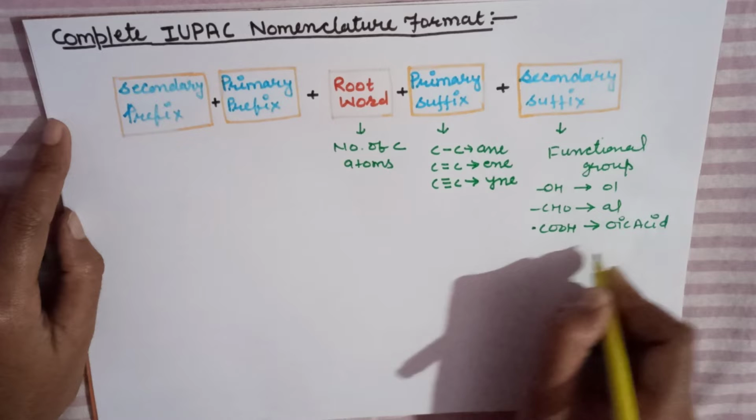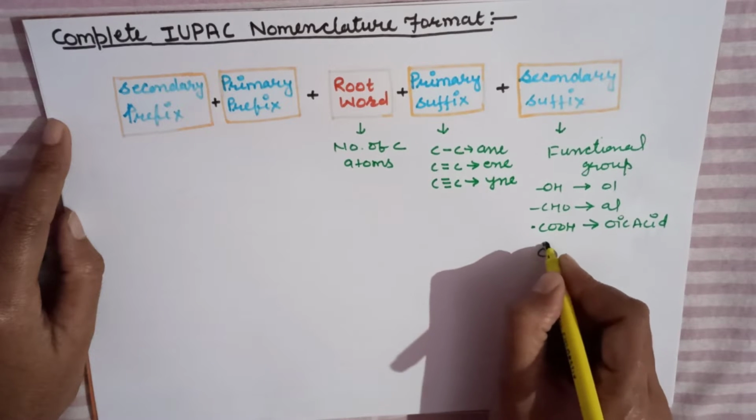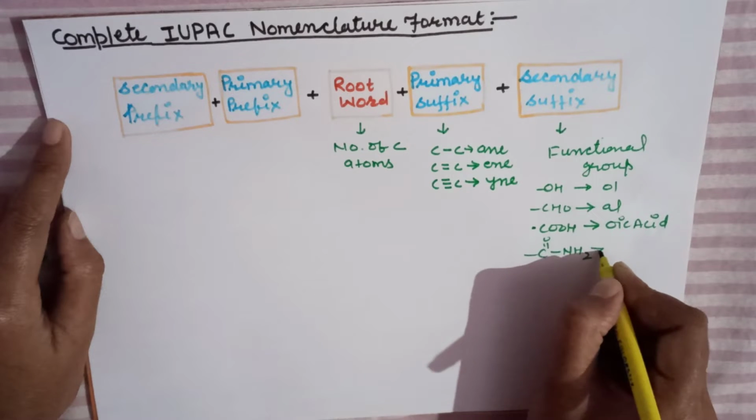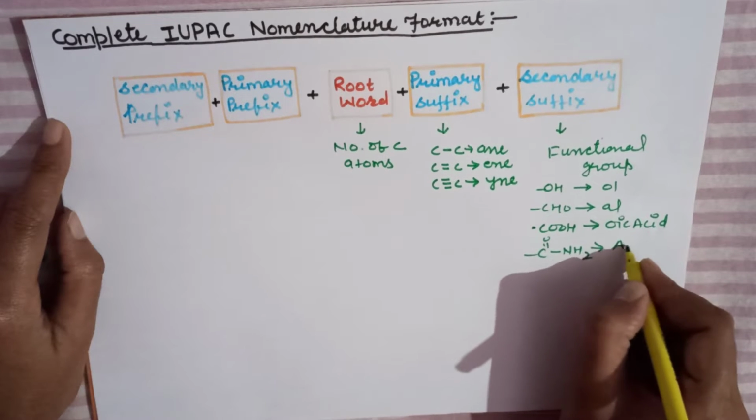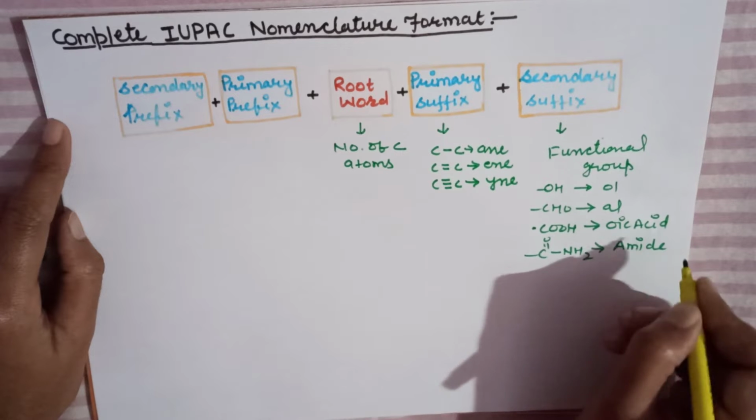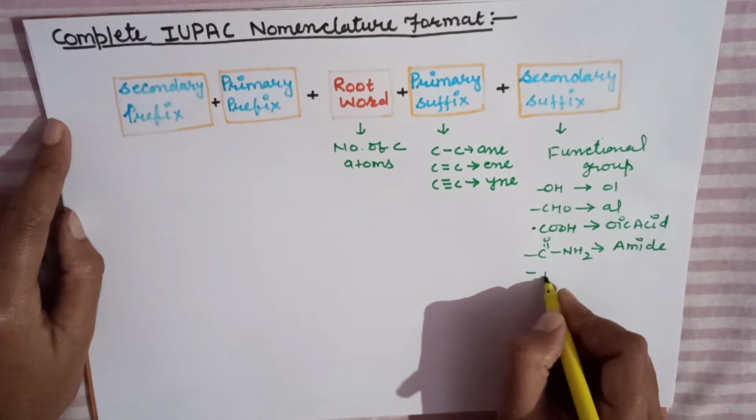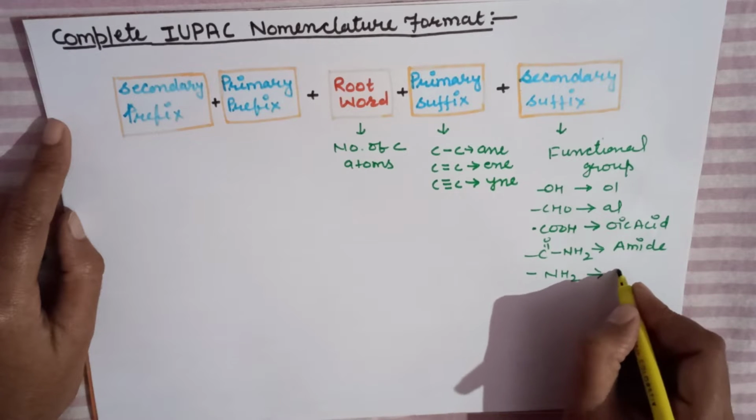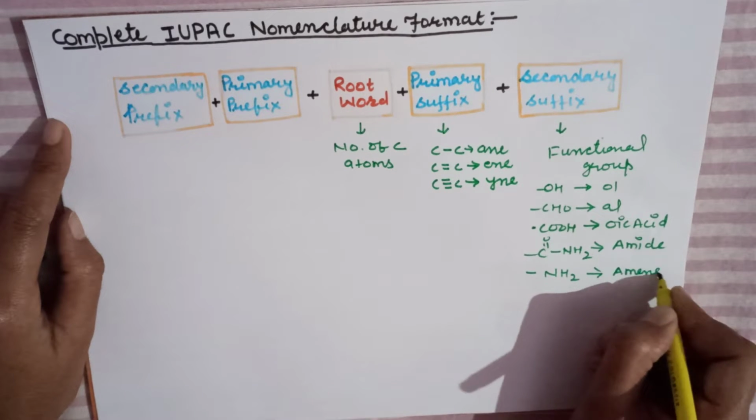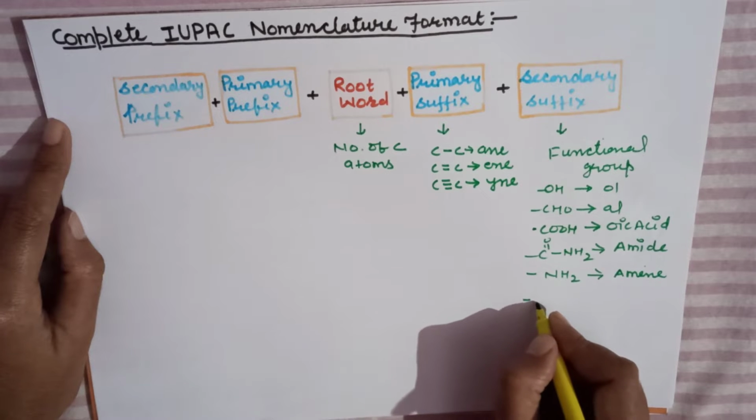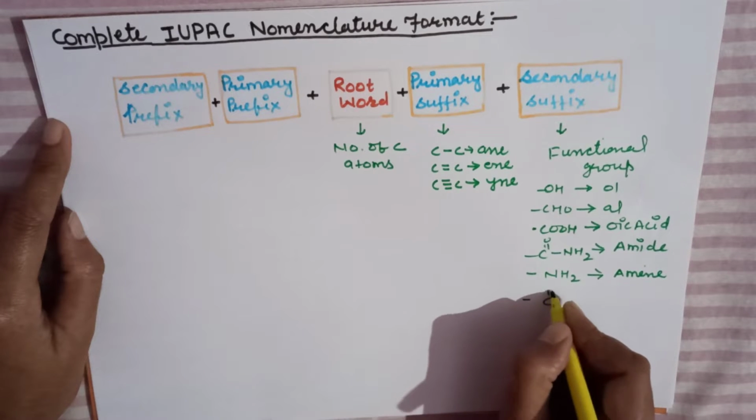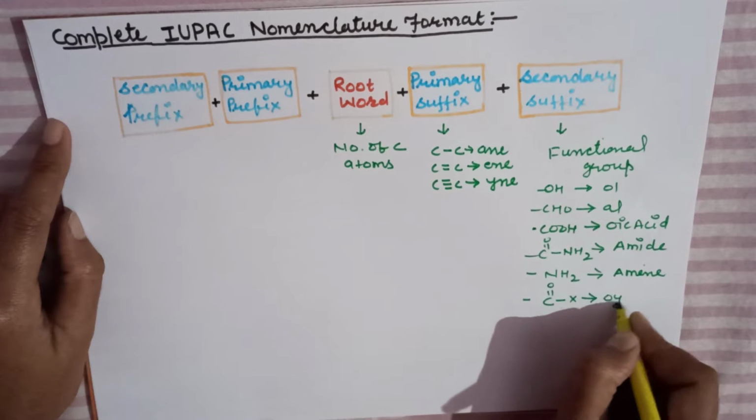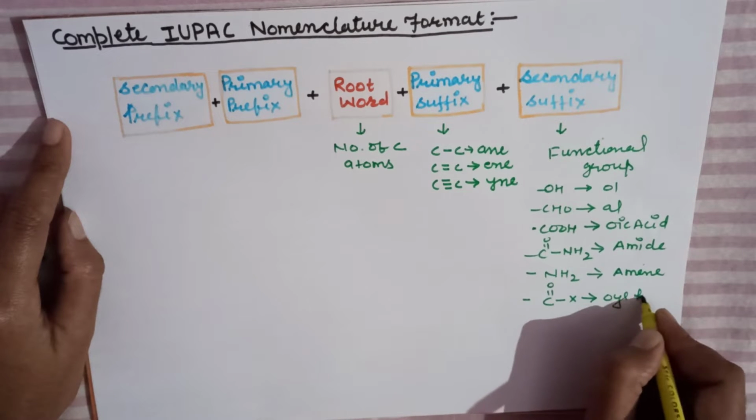Oic acid. For the amide group, we use "amide". Okay. For the amine group, we use "amine". For the acyl halide group, we use "oyl halide".